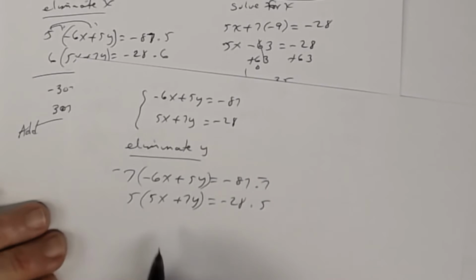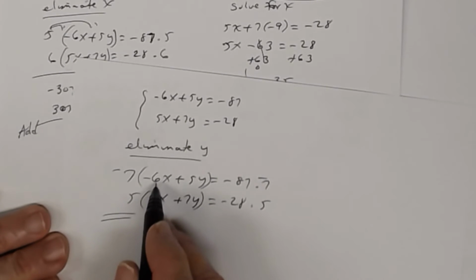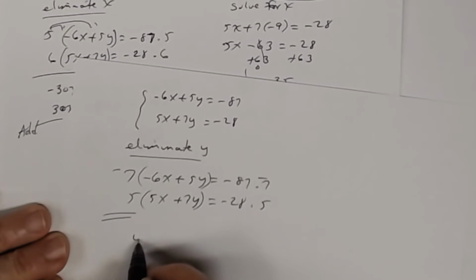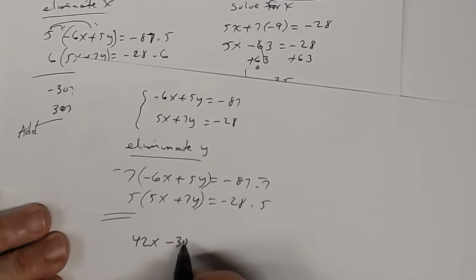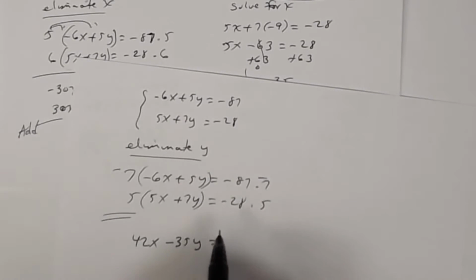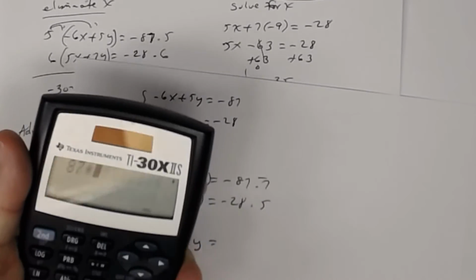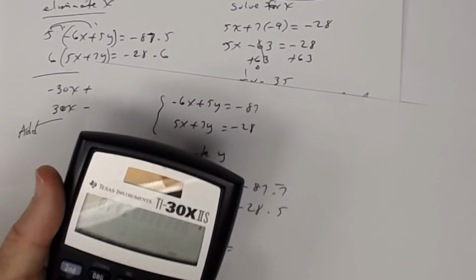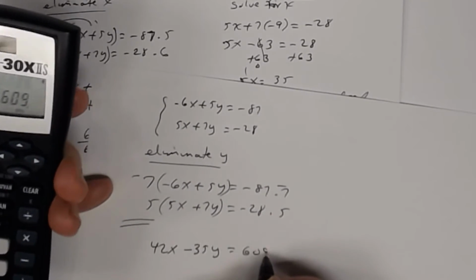Okay. Now distributing, I get negative 7 times negative 6x is a positive 42x. Negative 7 times 5y is a negative 35y equal, and then use your calculator. A negative times a negative is a positive, so 87 times 7 will equal 609. All right, so that's 609.